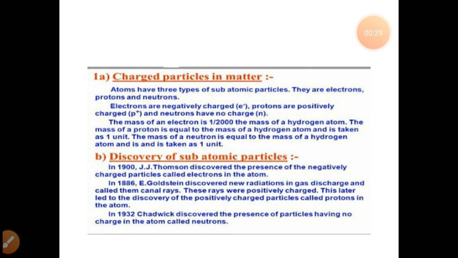Charged particles in matter. Atoms have three types of subatomic particles. They are electrons, protons, and neutrons. Electrons are negatively charged, protons are positively charged, and neutrons have no charge.